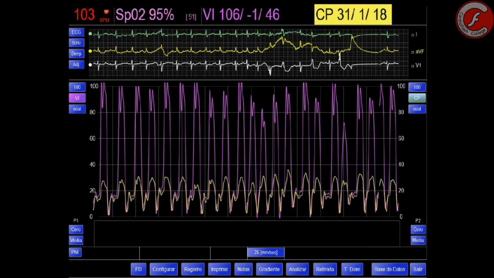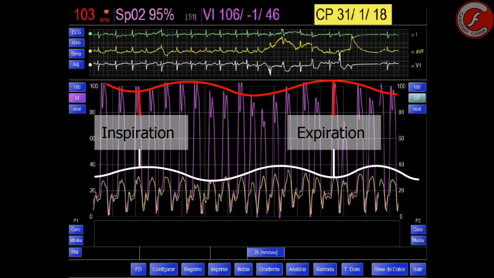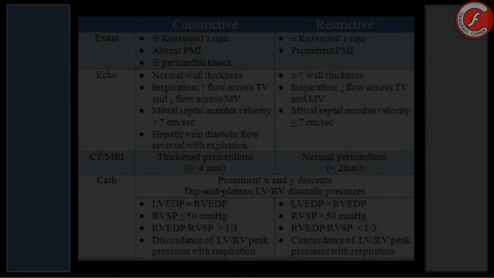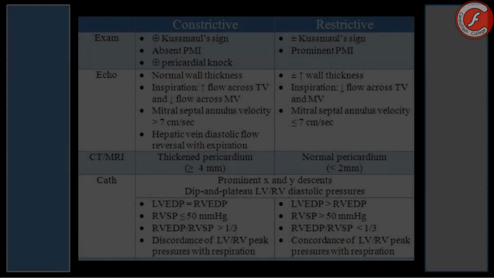And finally, but not less important, we can find an opposite respirophasic behavior when we measure the pressures of both ventricles during deep inspiration. This is a reflex of the ventricular interdependence, and it can finally confirm the diagnosis of constrictive pericarditis. As you see, non-invasive cardiac imaging tests can be helpful in the study of constrictive pericarditis.